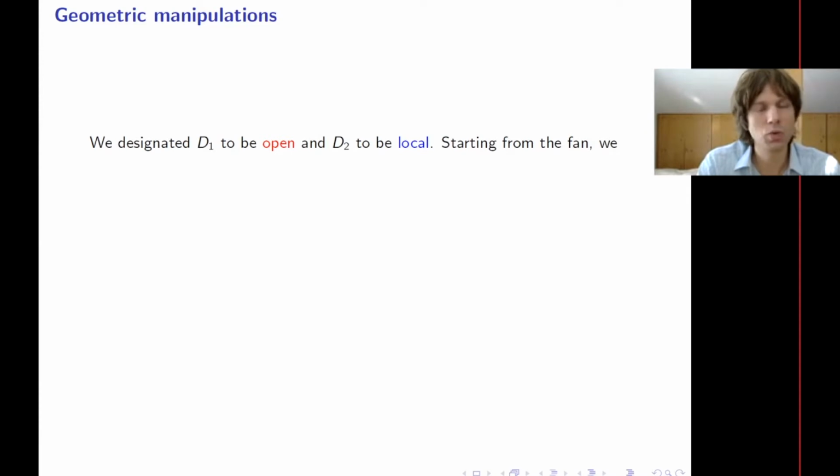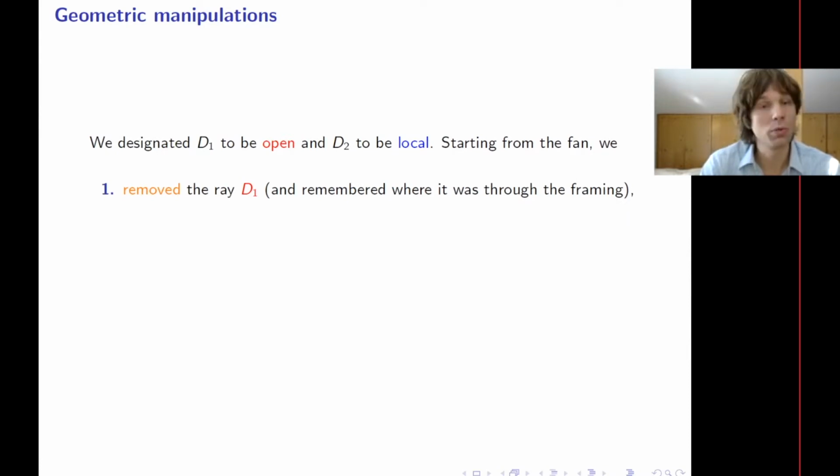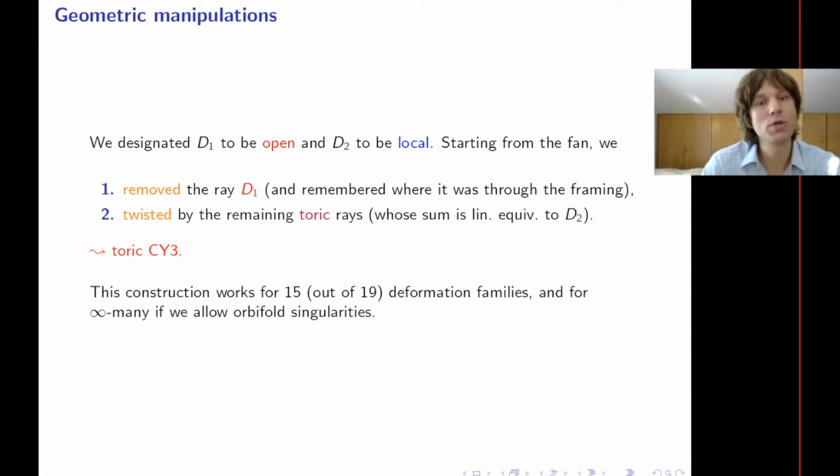What we did is in our surface we designated D1 to be open, and we designated D2 to be local. So we started from the fan and we removed D1. We replaced D1 by this open condition, but we kind of remember it for the framing. And then we twisted by the remaining toric rays, and I'll say a couple of words about this in a second. And this gave us a toric Calabi-Yau threefold.